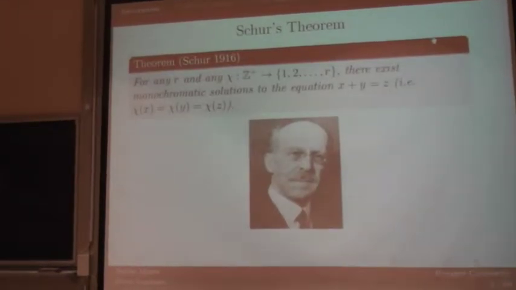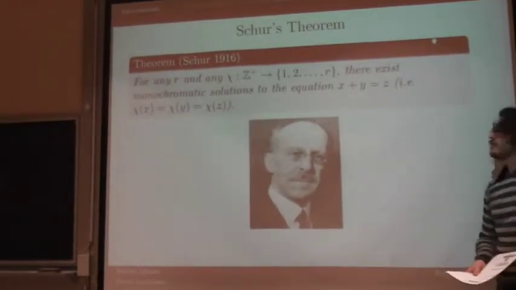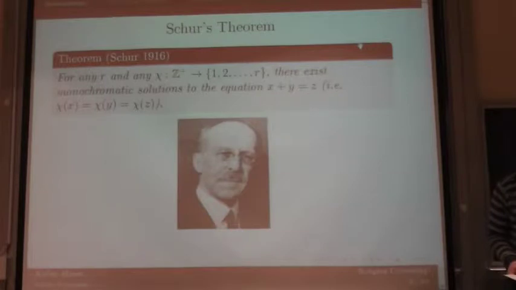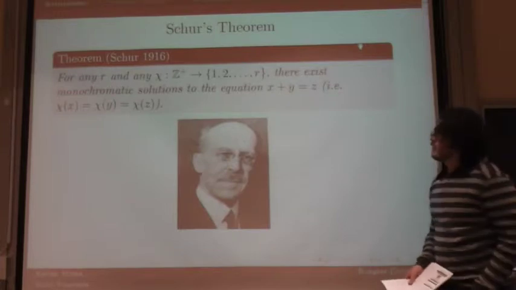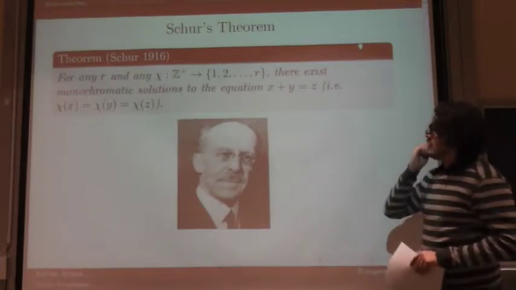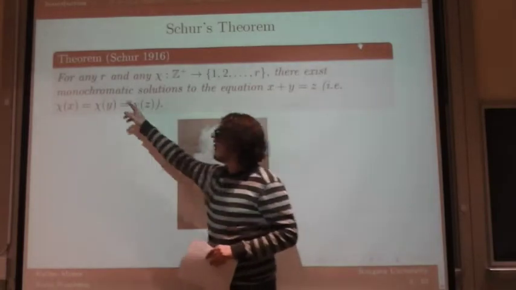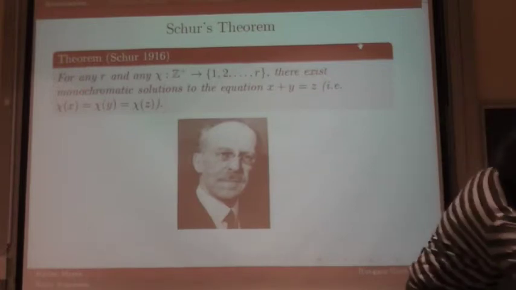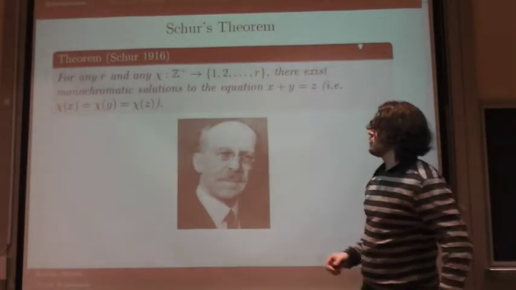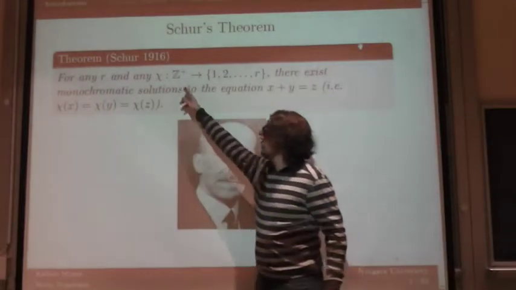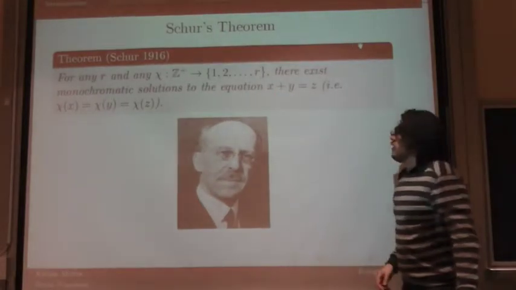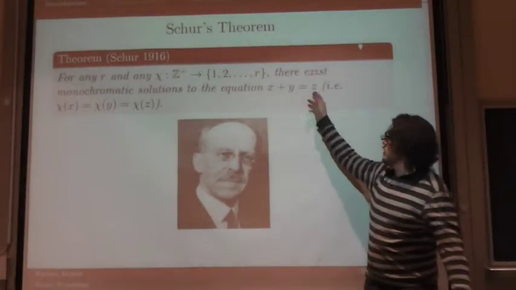So this all started with Issai Schur, who proved what is arguably the first result in actual Ramsey theory, that is before Ramsey's theorem. And what he proved is that for any R, so throughout this talk, R is going to indicate the number of colors. When you take the positive integers and you assign each one of them one of these R colors, there is a monochromatic solution to x plus y equals z.